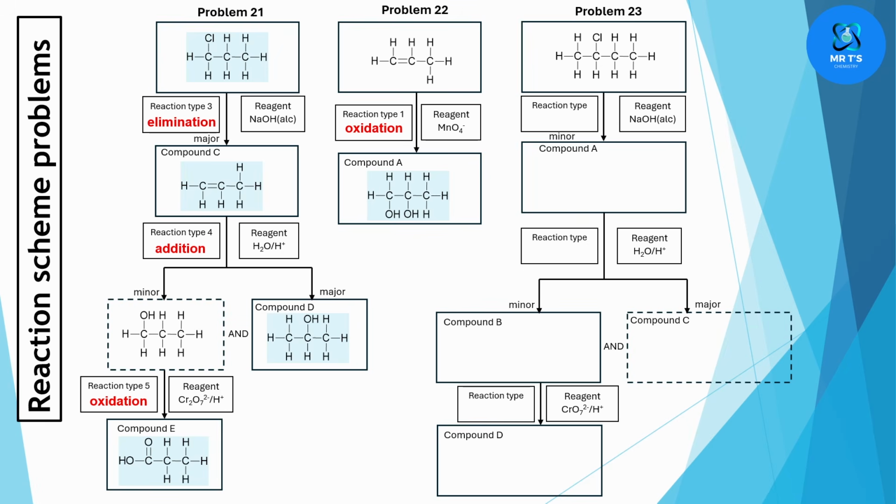So we produce an OH group coming off each carbon that the double bond was attached to. This is not an addition reaction. I mean, it looks like one, but we call it an oxidation reaction. Let's look at reaction scheme 23.